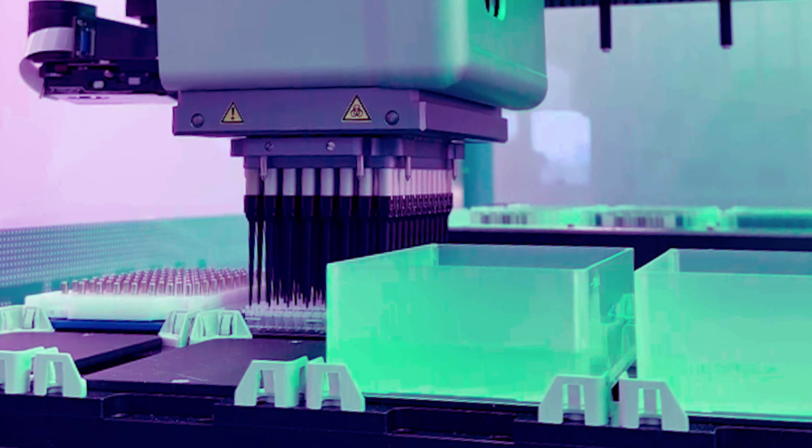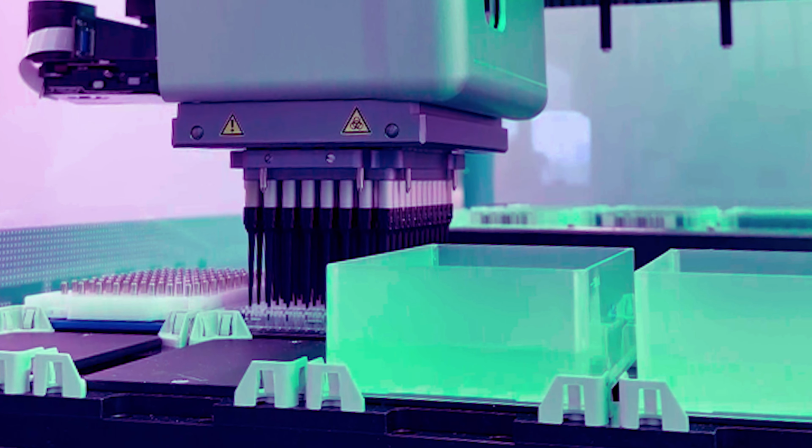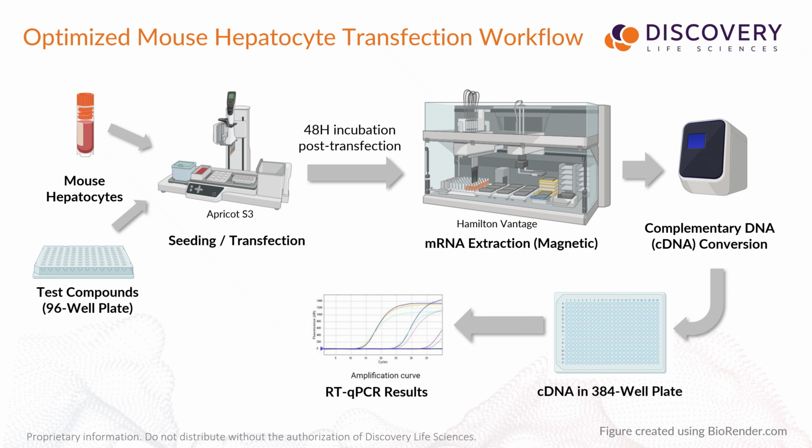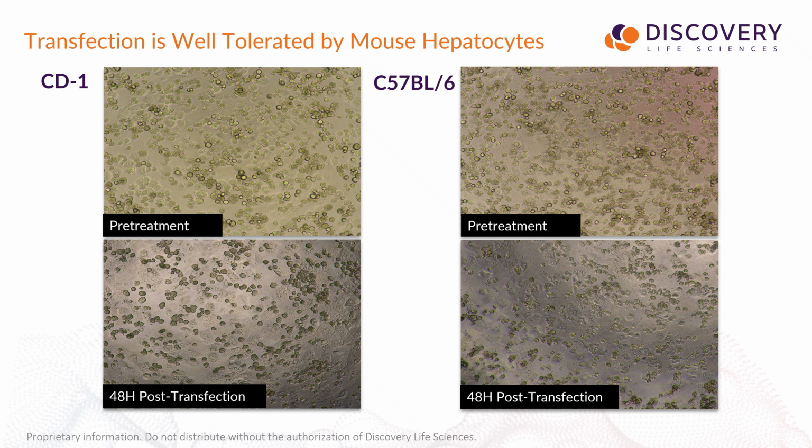In this automated workflow, hepatocytes are seeded into multi-well plates, and test compounds are introduced via transfection. After incubation, total mRNA is extracted and reverse transcribed into complementary DNA or cDNA. The cDNA is then used as a template for quantitative PCR to assess target gene expression and evaluate the efficiency of gene modification. Here we show mouse hepatocytes from both CD1 and C57BL6 strains, imaged prior to treatment and 48 hours post-transfection using our gene editing workflow.